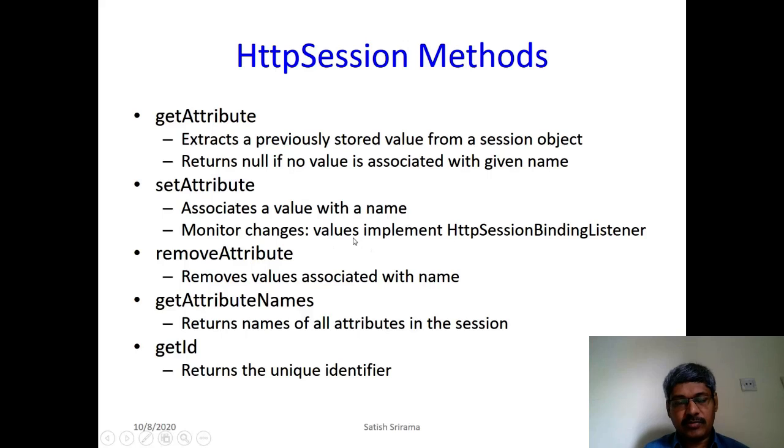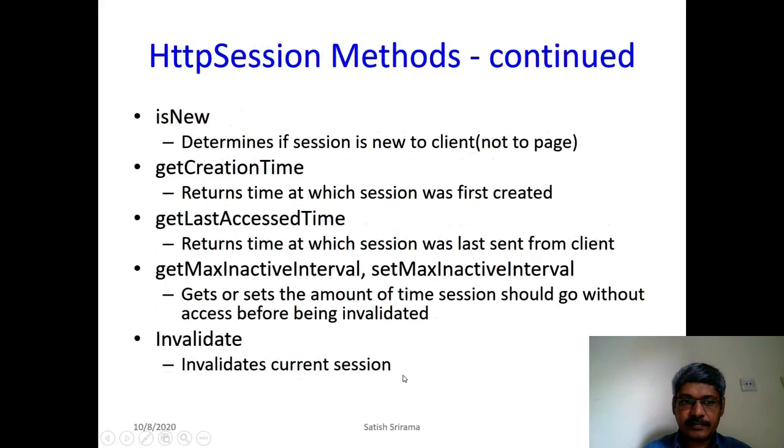Of course, people can also monitor changes if the value has changed, so you can implement HttpSessionBindingListener, using which you can see if there are any changes in a value. As I already explained, removeAttribute will remove the value associated with that name. And instead of reading each and every attribute with getAttribute, you can get getAttributeNames, all the attributes associated with that particular HttpSession object. Or you can get its ID, which returns the unique identifier of the session.